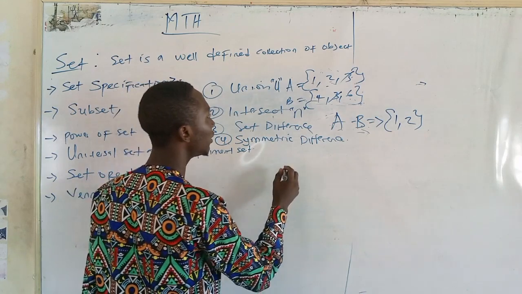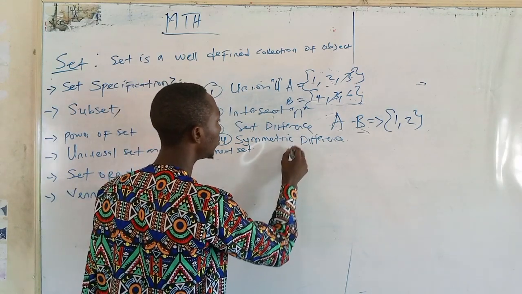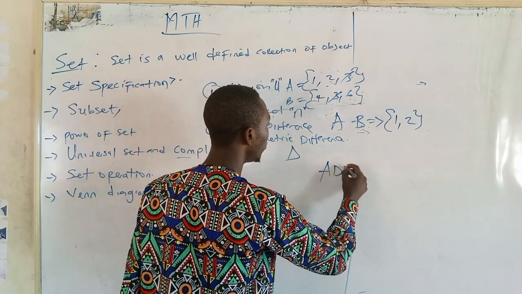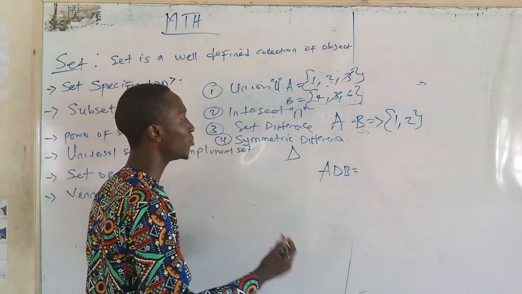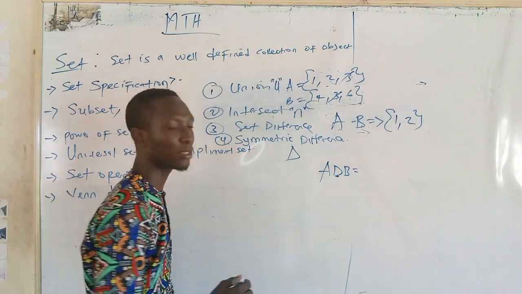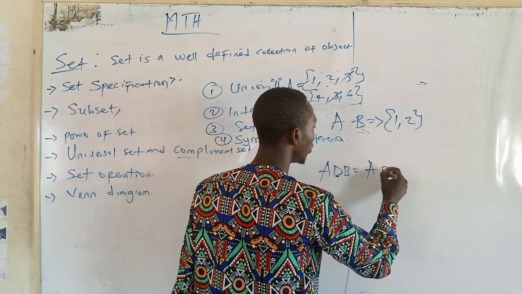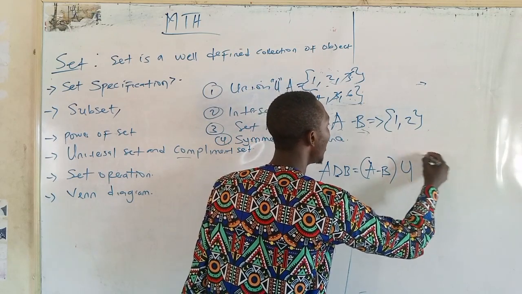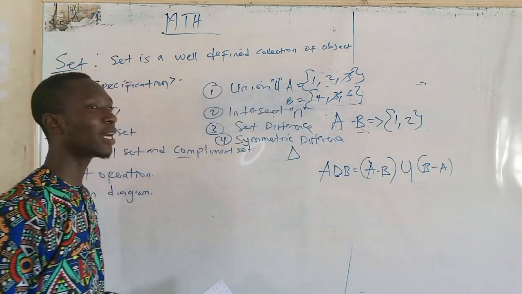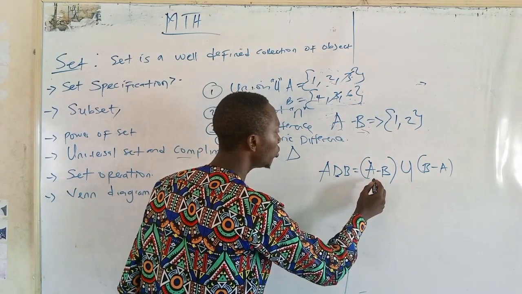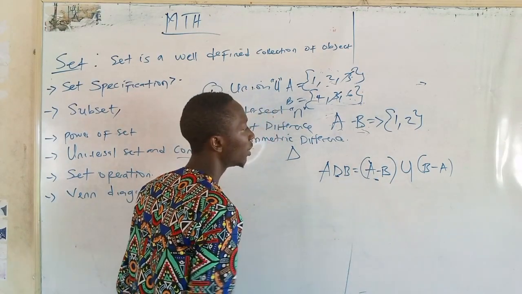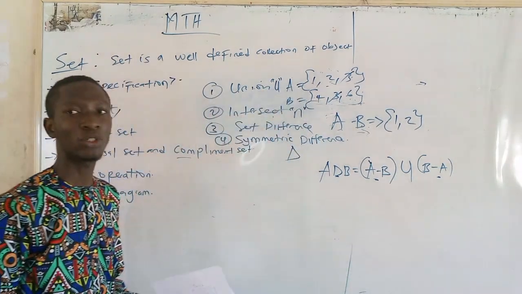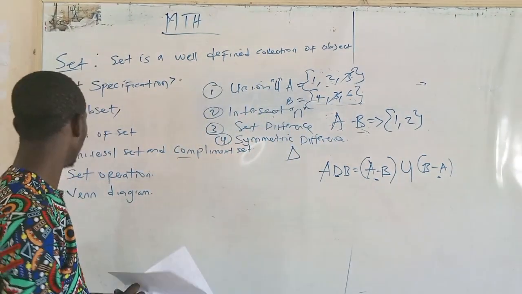Now symmetric difference is denoted with the symbol triangle. If they give you A triangle B, this is how to find the symmetric difference, because this symbol denotes symmetric difference. We just do A minus B union B minus A. You do the set difference of this, do the set difference of that, then take the union, and you get your symmetric difference.